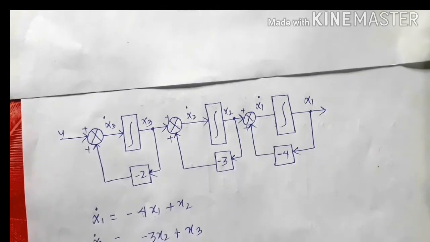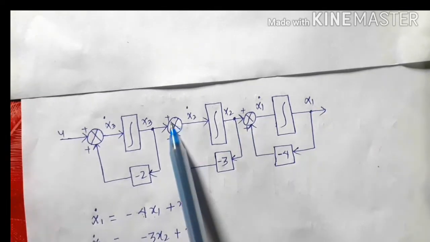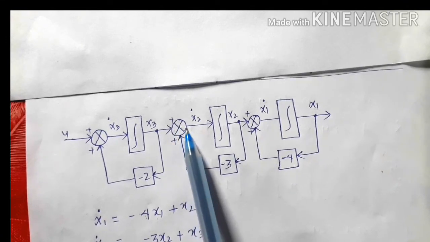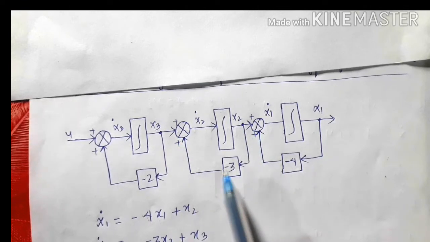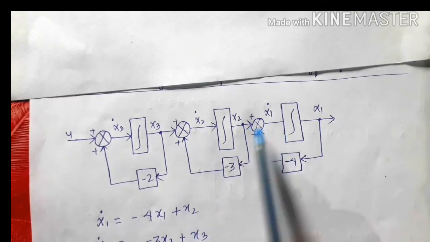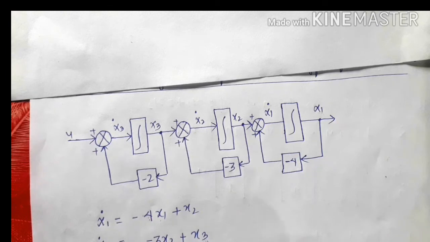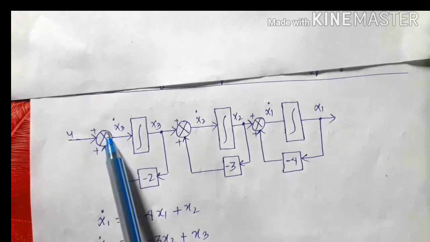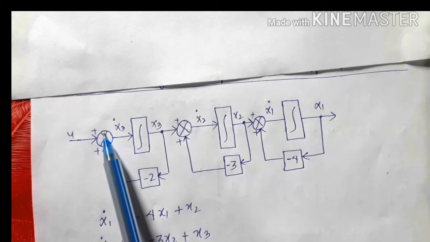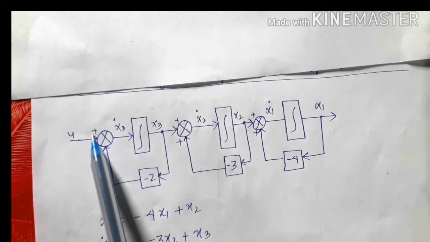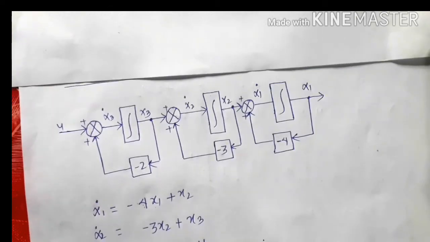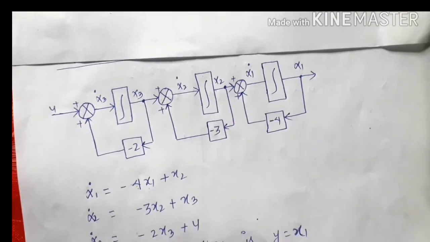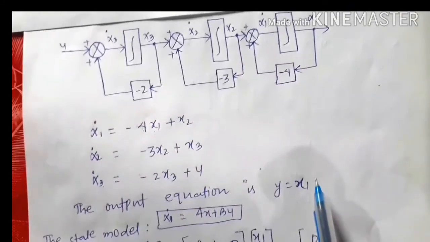Okay, and x2 dot, look at this summing point, what are the incomings? x3 and this one is incoming, means minus 3 x2 plus x3. Okay, and looking at this summing point, the incomings are u and this. So x3 dot becomes minus 2 x3 plus u. Okay, the output equation is y equal to x1.